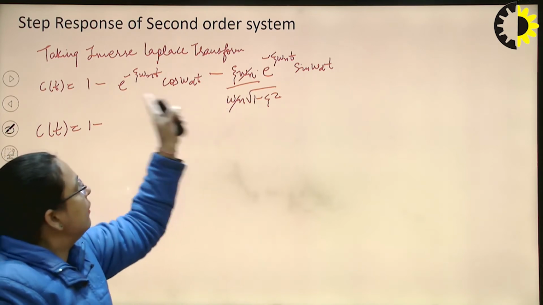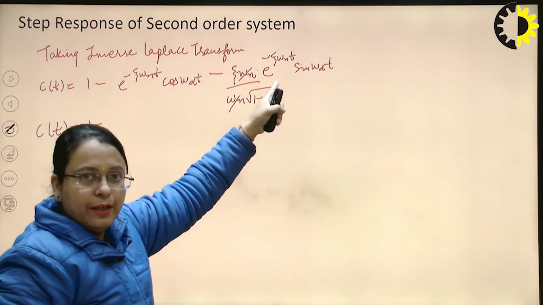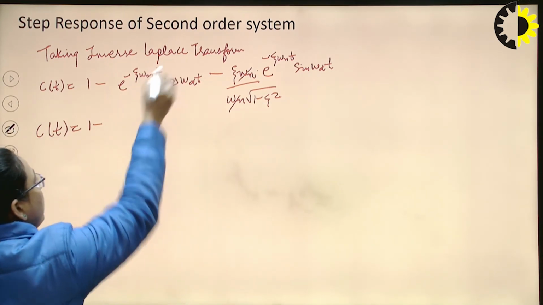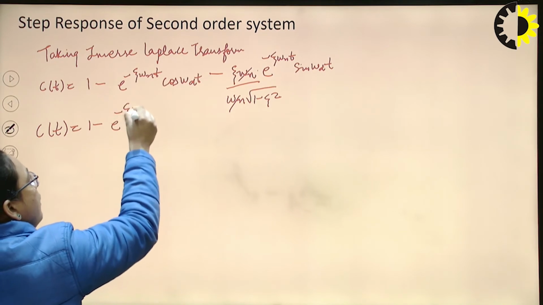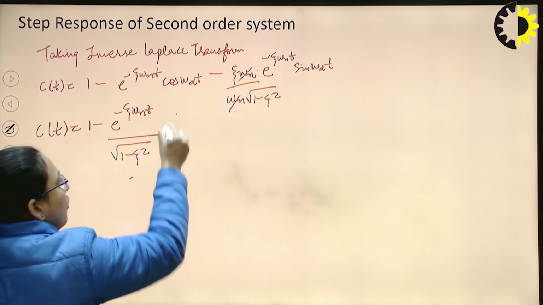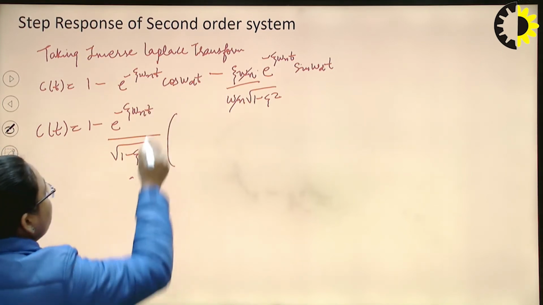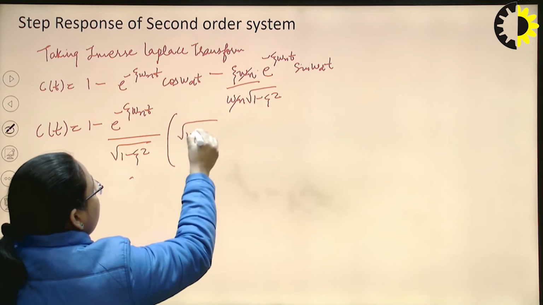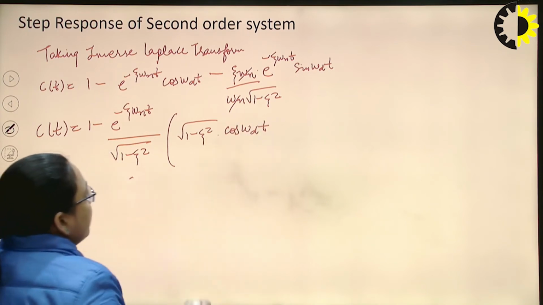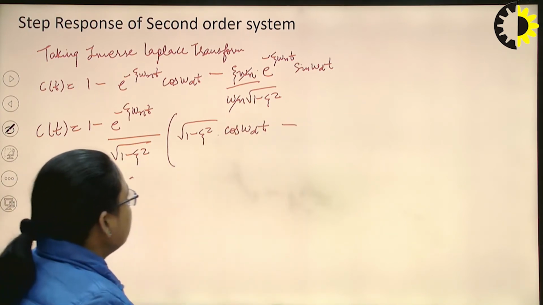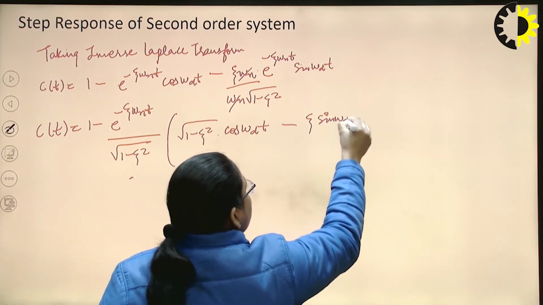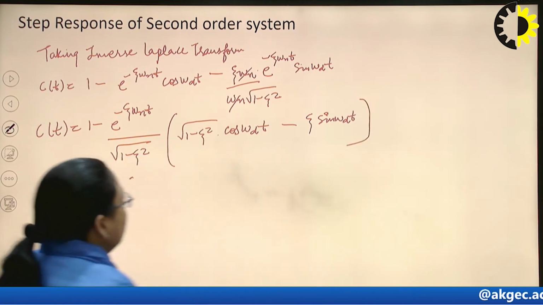Now I will take e raised to the power minus zeta omega n t, upon under root 1 minus zeta square, as common from this term. So this will be e raised to the power minus zeta omega n t upon under root 1 minus zeta square. Now I am left with under root 1 minus zeta square into cos omega d t, minus zeta sine omega d t. Okay, this is the thing.